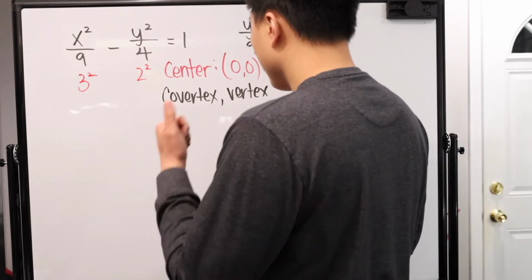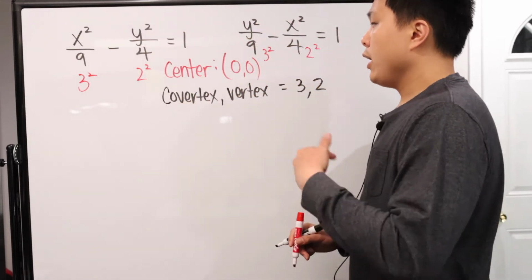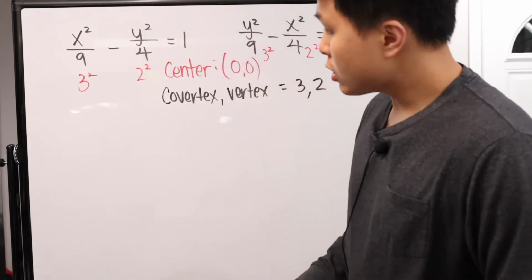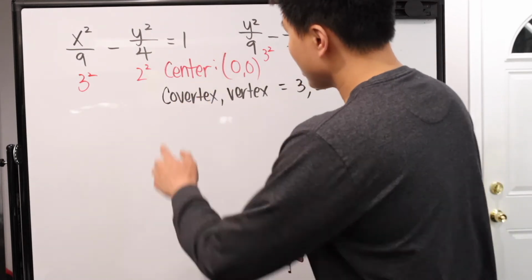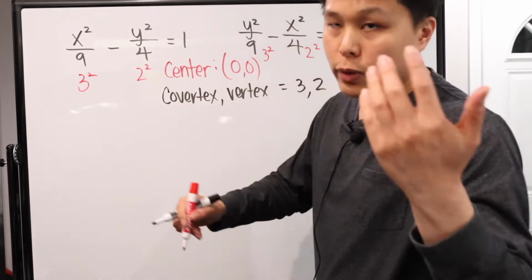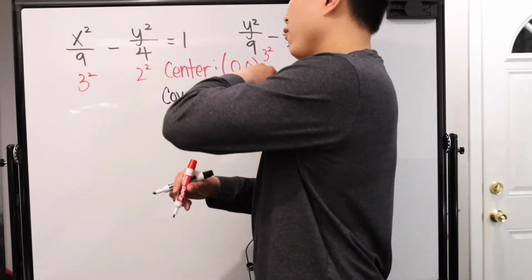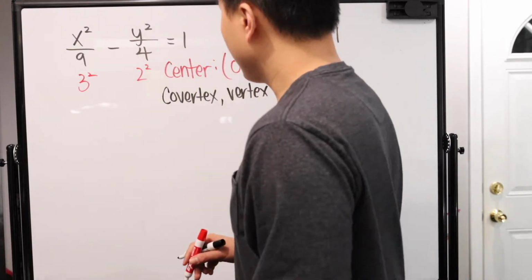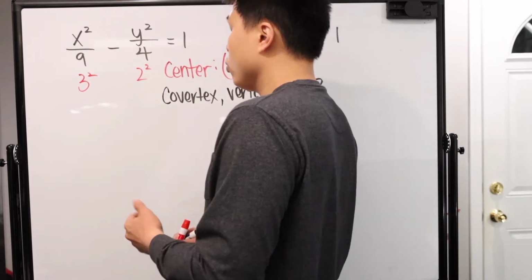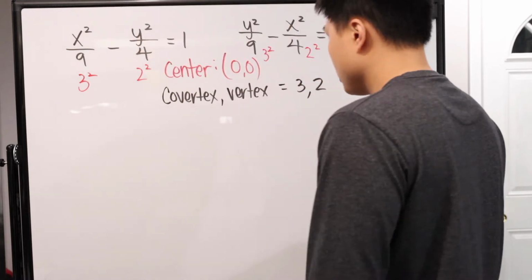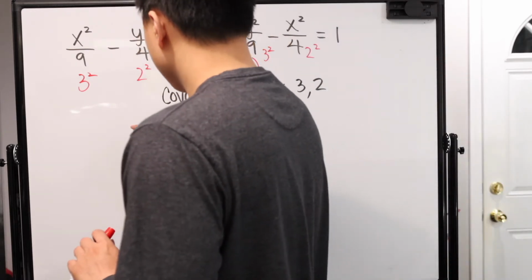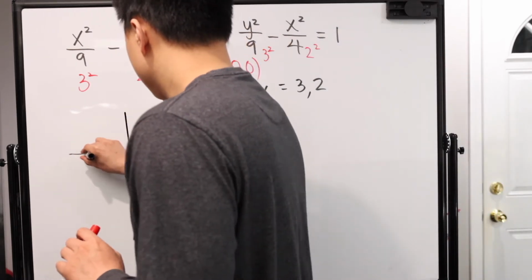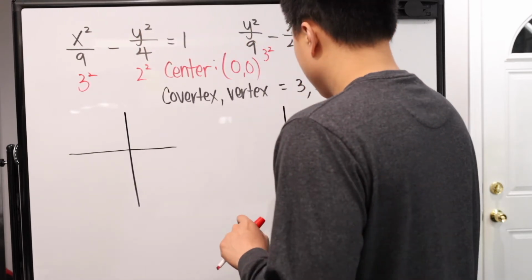All right, cool. So we have our co-vertex, our vertex, and we have our center. That's basically all we need. Oh, one more thing. Make sure that it's always 1, right? If it's not, then we got to make sure that we format the equation itself into 1 so that we can actually graph it. All right, cool. So here we go. Let's just start off with this, and I'm going to draw 2 graphs that are basically very similar.